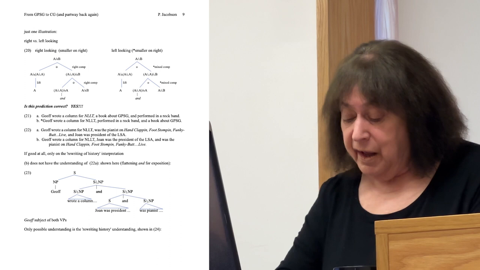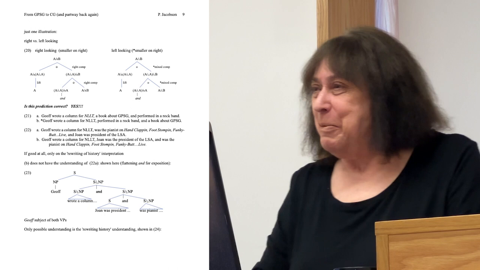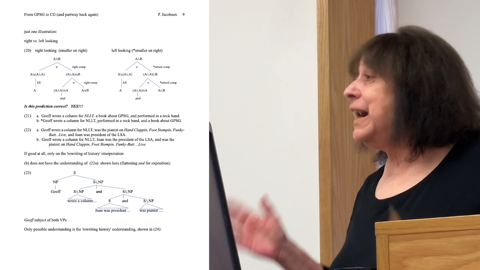So if we try flipping them, we get: Jeff wrote a column for NLLT, Joan was president of the LSA, and was a pianist on Hand Clap and Foot Stomp and Funky Butt Live. I have just promoted Joan to being a rock star. If only. So I call this the revisionist history interpretation. It surprisingly is good. It actually shouldn't be good.